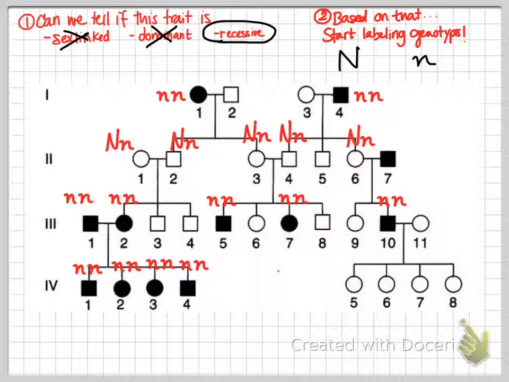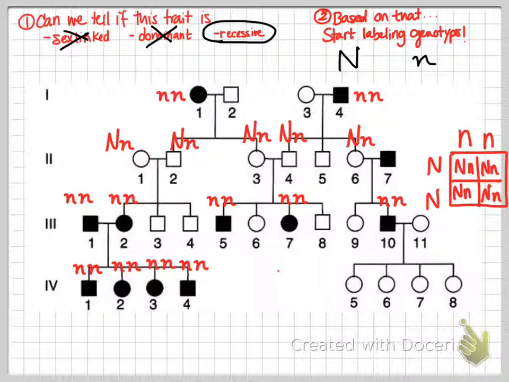Well, I see some individuals we can label. So what if you have an affected parent and a parent who's not a carrier? What would that look like? If you have a parent who's affected, even if your other parent is not a carrier, you are guaranteed to be a carrier because your affected parent could only pass down that recessive allele to you. So all those offspring who have an affected parent must be carriers if they're not affected.